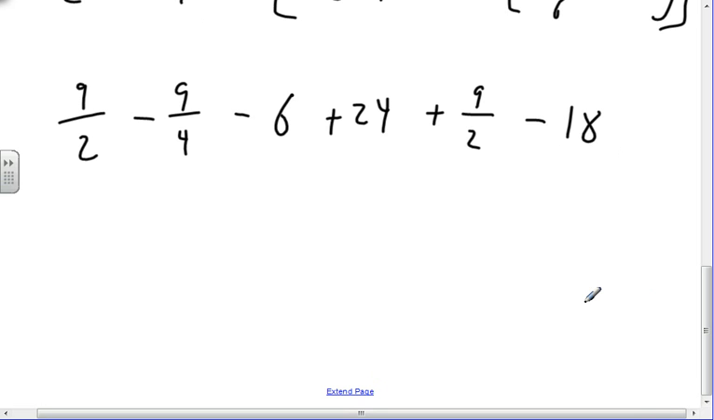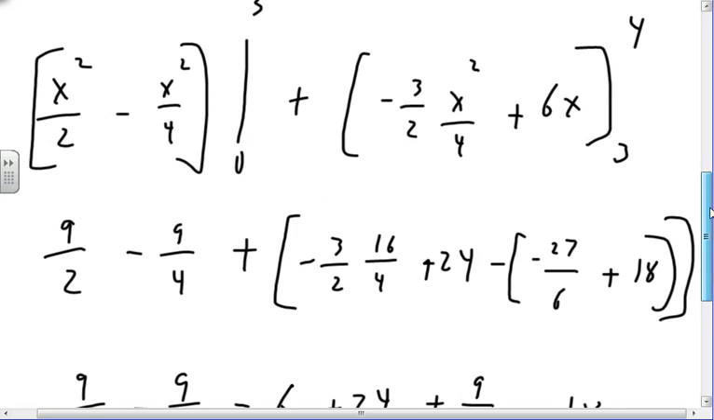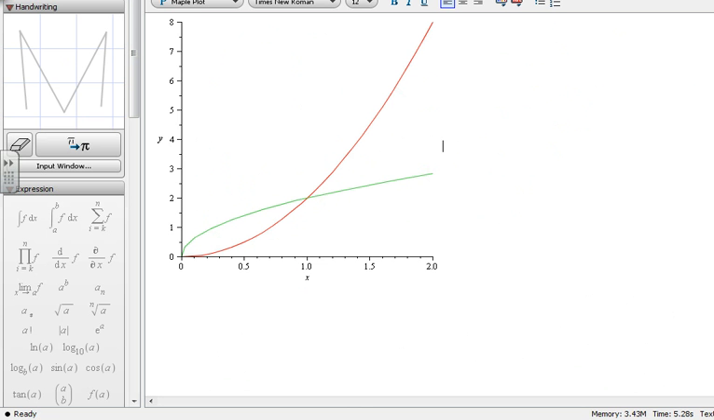Well, it's time to take out the calculator and see what it says. 9 halves minus 9 quarters minus 6 plus 24 plus 9 halves minus 18 equals 6 and 3 quarters. And that's clearly a, how am I going to believe that piece of crap, right? All right, so we'll come back into Maple and do an integral and plus another integral. And then we're going to have to remember what the integrals are.